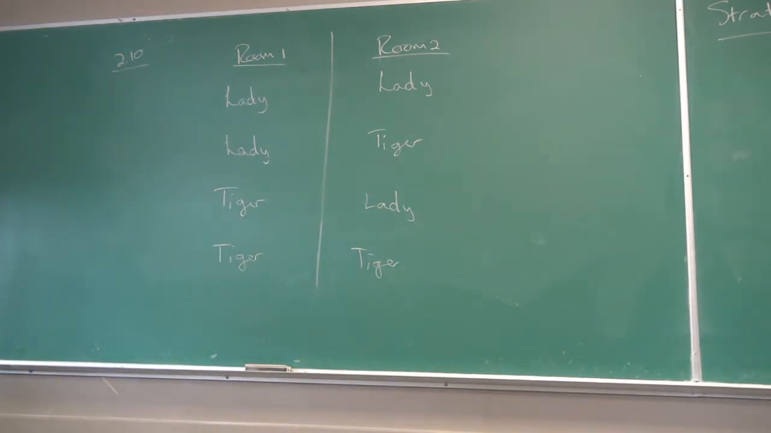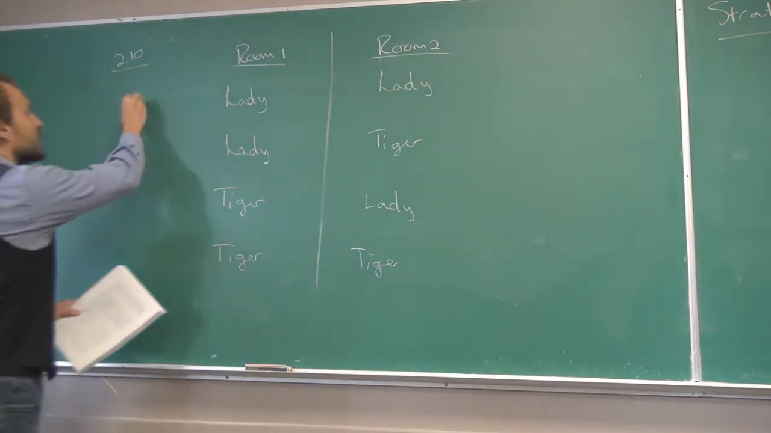Now the king says that the signs are either both true or both false. Door 1 says, at least one of these rooms contains a lady. What does at least mean? At least one. One or more. So if you like, you can swap it out and write one or more. That's fine. Door 2 says, a tiger is in the other room. That's a very simple statement.